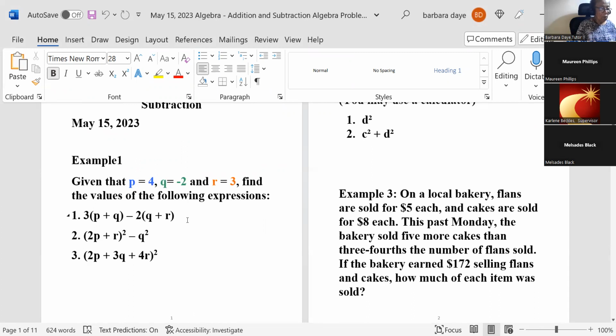Okay, so these are three separate problems. Wherever you see a P, you want to put a what? A 4. Where you see a Q, you want to put what? A -2. And where you see an R, you want to put what? A 3. Okay, so I want you to do that for number 1, then do it for number 2. We do them one by one. First, do it for number 1 and tell me your answer.